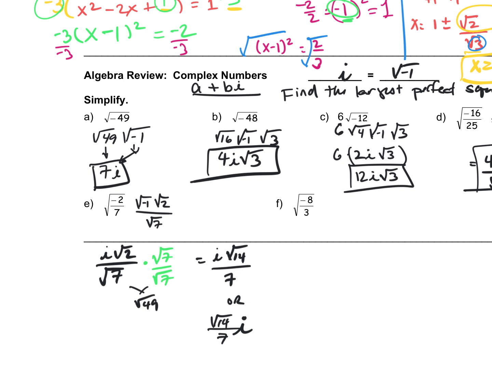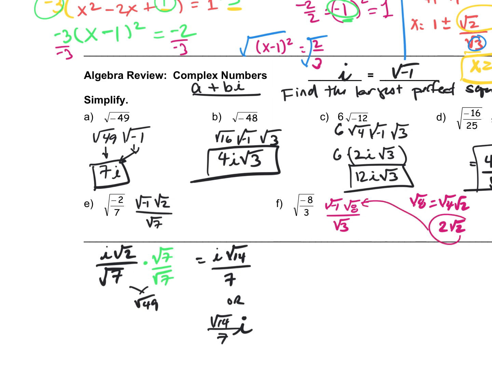Okay, let's try F. F is combining a few things. So on F, I have the square root of -1 times the square root of 8 over the square root of 3. Okay, I know that there's a perfect square in the square root of 8, so I'm going to do it over here. Square root of 8 is the same as square root of 4 times the square root of 2. Well, the square root of 4 is 2 times the square root of 2. So I can change that to this.